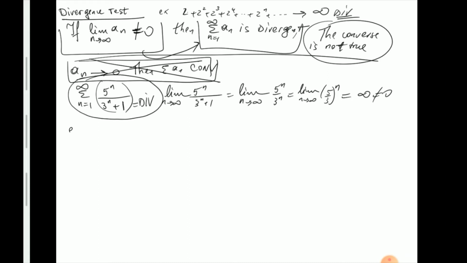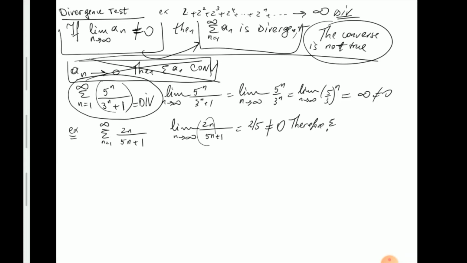Here's another example. Let's say you have the summation from 1 to infinity of 2n over 5n plus 1. I'm looking at the limit of the term in the sequence. This leads to the ratio of the dominating terms. Remember, we discussed this in the previous lecture. The limit is 2 over 5. It's not equal to 0. Therefore, the series itself is divergent.